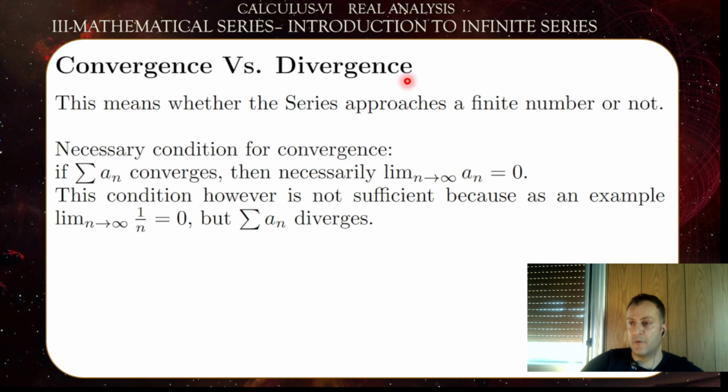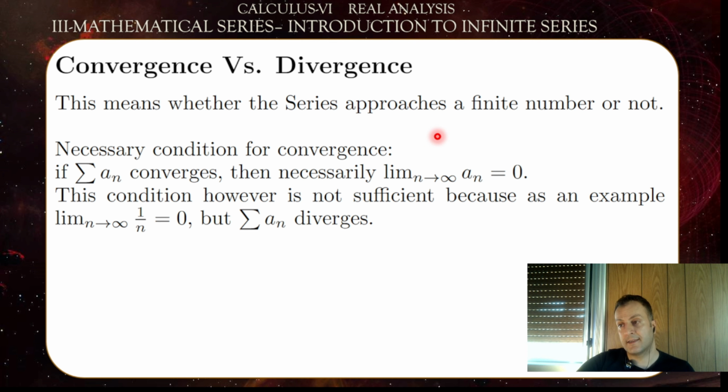Convergence versus divergence. This means whether the series approaches a finite number or not. Meaning that as you're summing up terms, as you're adding up, you should end up with a finite number after which you can no longer add. After which the terms to be added become simply zero. This is what it means. And that's the main difference between a series and a sequence.